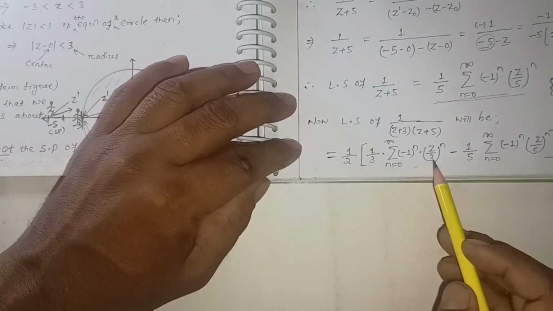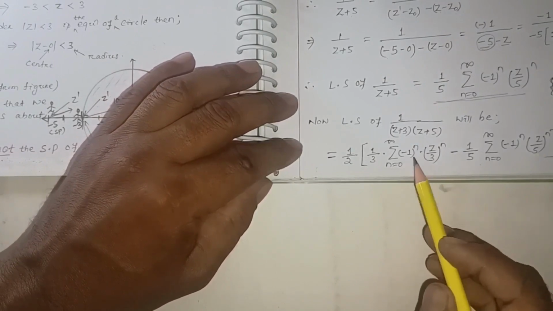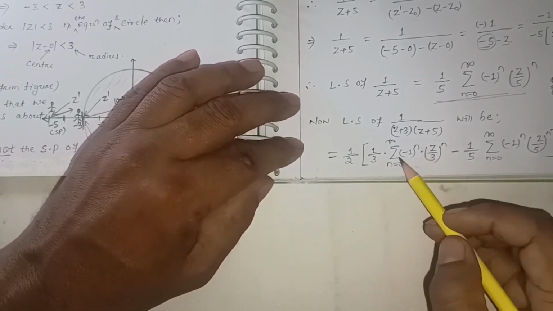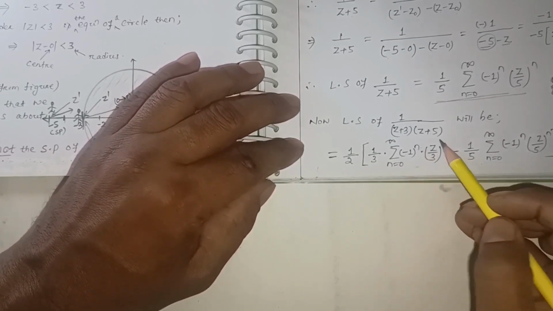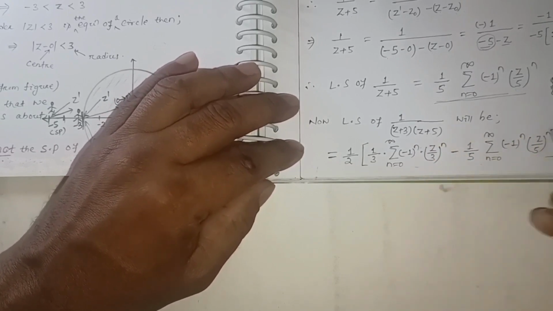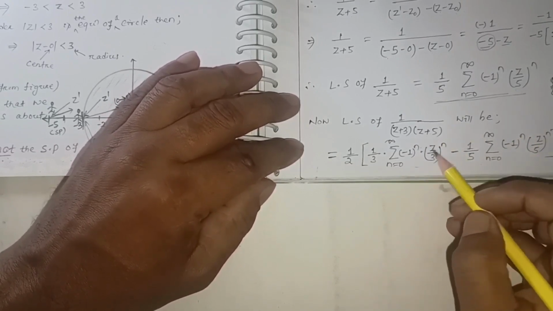Here you can see alternate terms will be plus or minus, because of minus 1 to the power n. If I put n equal to 0, then the first term will be 1, because minus 1 to the power 0 is 1, and z by 3 to the power 0 is also 1. The second term will be minus 1 to the power 1, meaning minus, the third term will be plus, like this. And its power also keeps increasing.